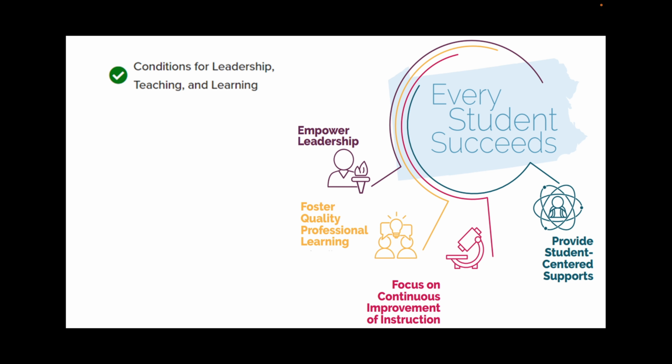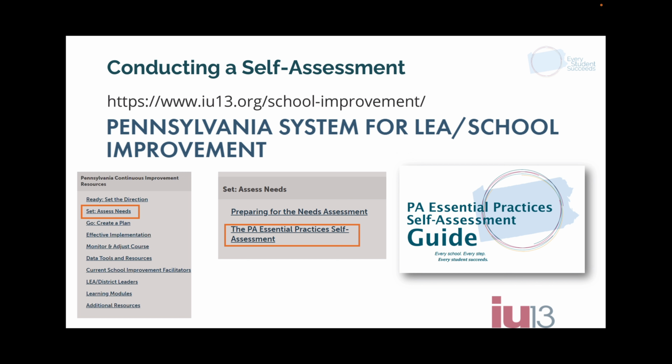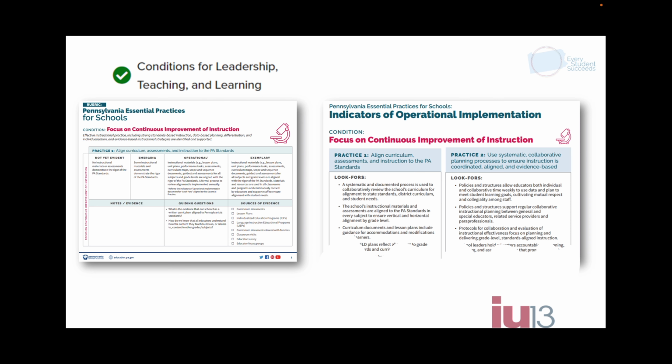Within each of these 4 conditions, discrete practices are defined to provide a clear playbook for schools in their efforts to establish and maintain these core conditions for continuous improvement of student achievement. To support you in this self-assessment, the IU13's website for school improvement provides resources and information. Specifically, the PA Essential Practices Self-Assessment Guide provides all of the tools and outlines the steps to take. On the website, you'll find links to the rubrics for each of the 18 essential practices. The rubrics include guiding questions and related sources of evidence. There's also a list of indicators of operation, referred to as the look-fors, for each of the essential practices.